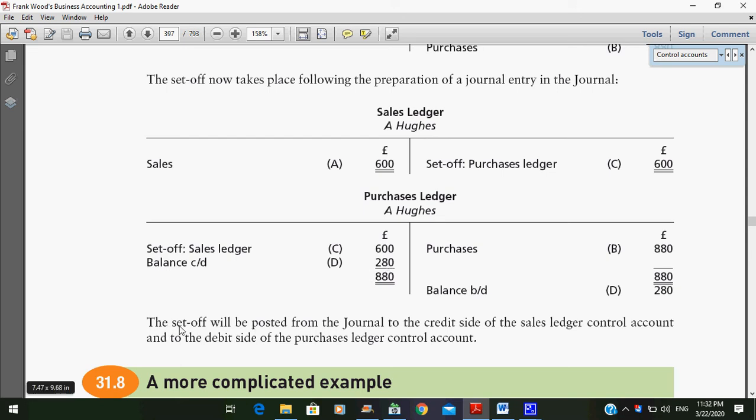The set off will be posted from the what? Journal to the credit side of the sales ledger control account and to the what? Debit side of the what? Purchase ledger control account. That's the reason why it is there. Alright. Again, the set off will be posted from the journal to the credit side of the what? Sales ledger control account and to the debit side of the what? Purchase ledger control account. Alright.